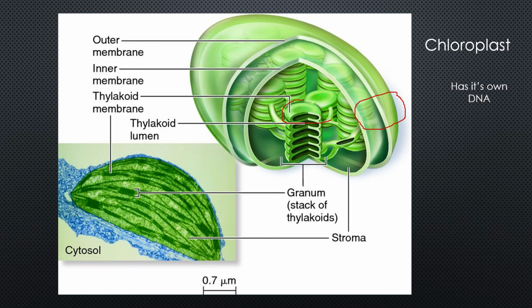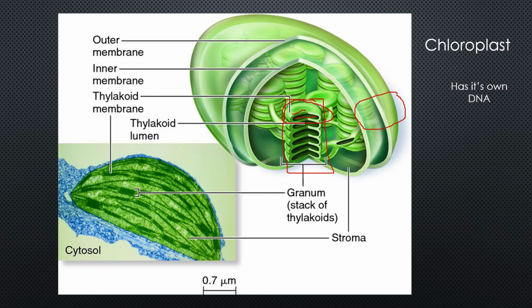here. Each one of these discs is called a thylakoid, and it's composed of a membrane and a lumen. A lumen is the inner space within the membrane. And the thylakoids are where the chlorophyll A, chlorophyll B, and various accessory pigments are going to be found. That's where the chloroplast can collect the solar energy from the sun. And when we stack up these thylakoids together, we call that a granum. And as you can see, there are multiple grana throughout the chloroplast.